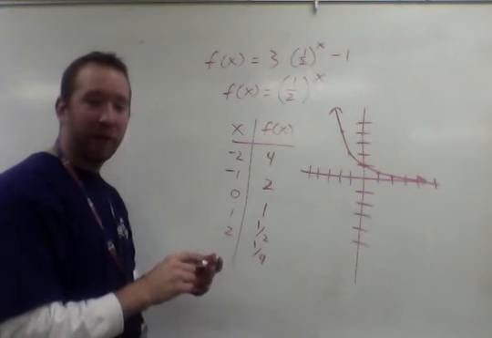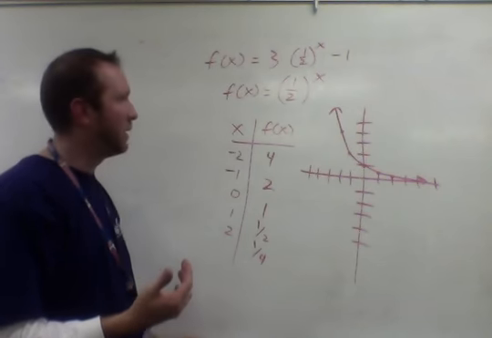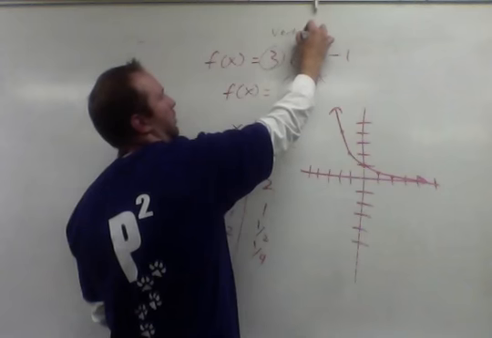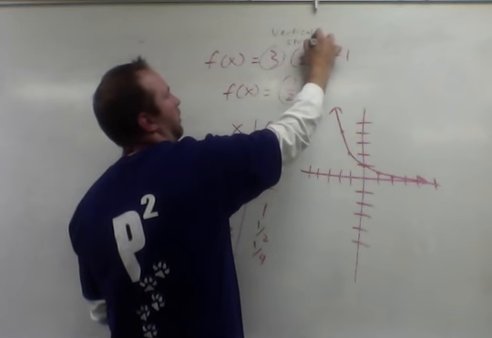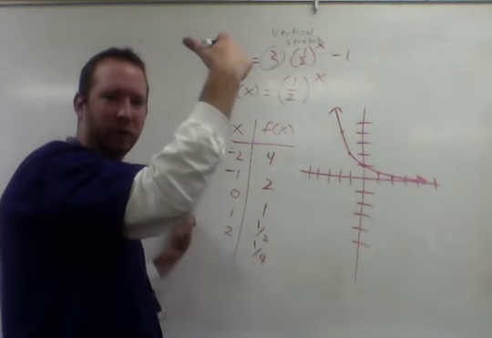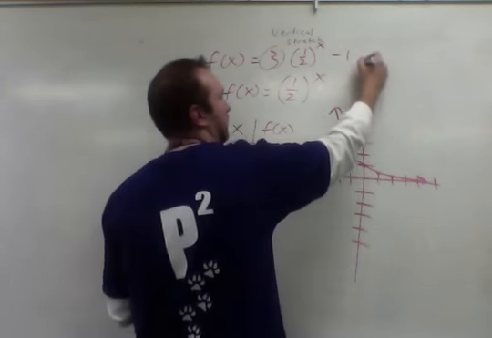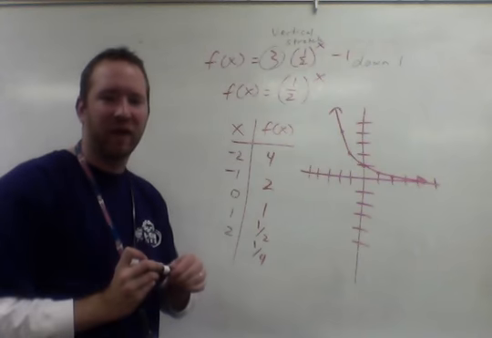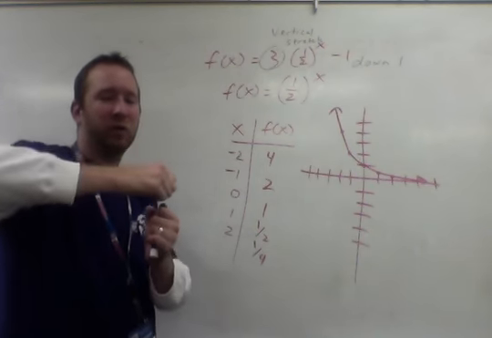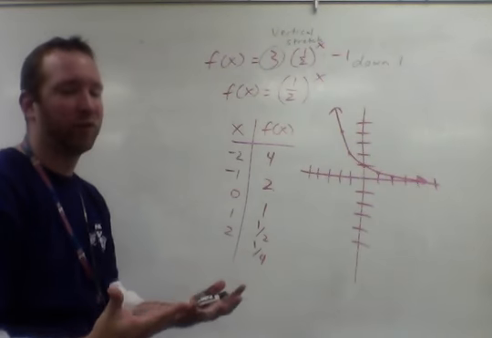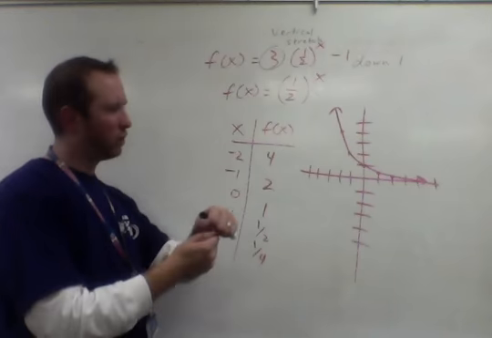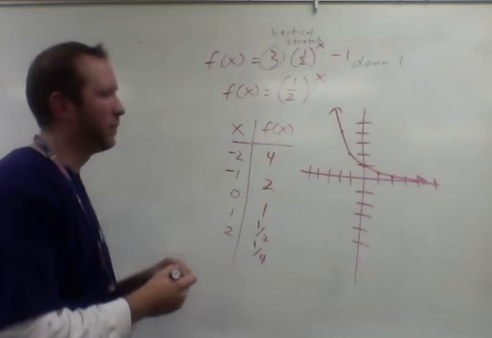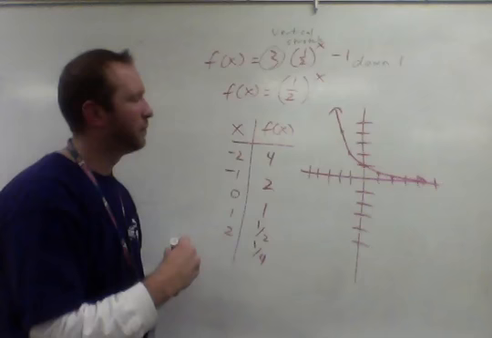All right, so there's my parent function, and so now I'm going to look at the transformations. So the 3 is a vertical stretch. And the -1 is a vertical shift, down 1. All right, now here's where we have both things affecting the y, both the stretch vertically and the shift vertically. So I've got to follow the order of operations and do the multiplication first. So I'm going to stretch the graph and then move it down in this case. Okay? So we can look at a couple of points and kind of do that.